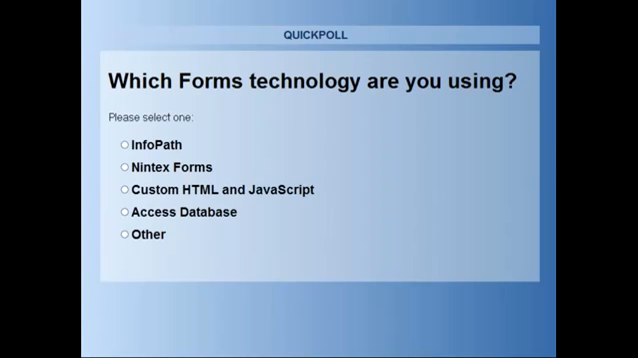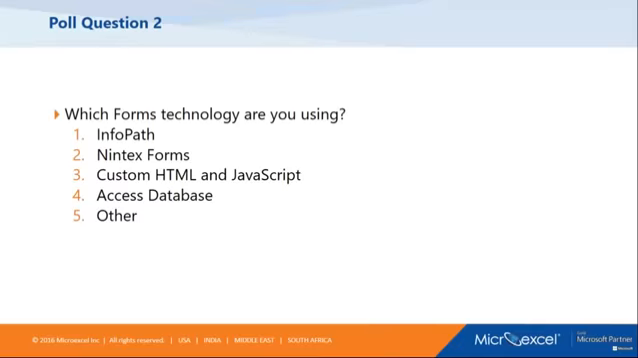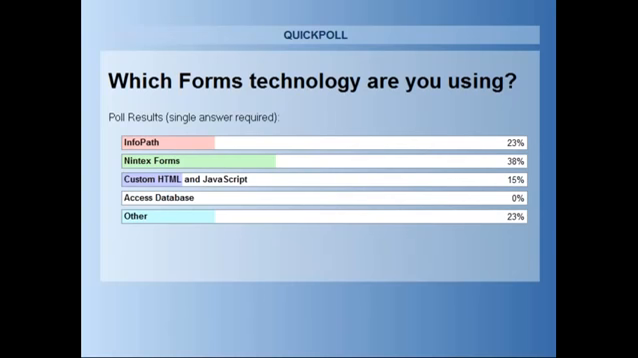Okay, I will now be closing the poll, Ashish. Great. It looks like we have 23% using InfoPath, 38% using Nintex Forms, 15% using custom HTML and JavaScript, and 23% using other.